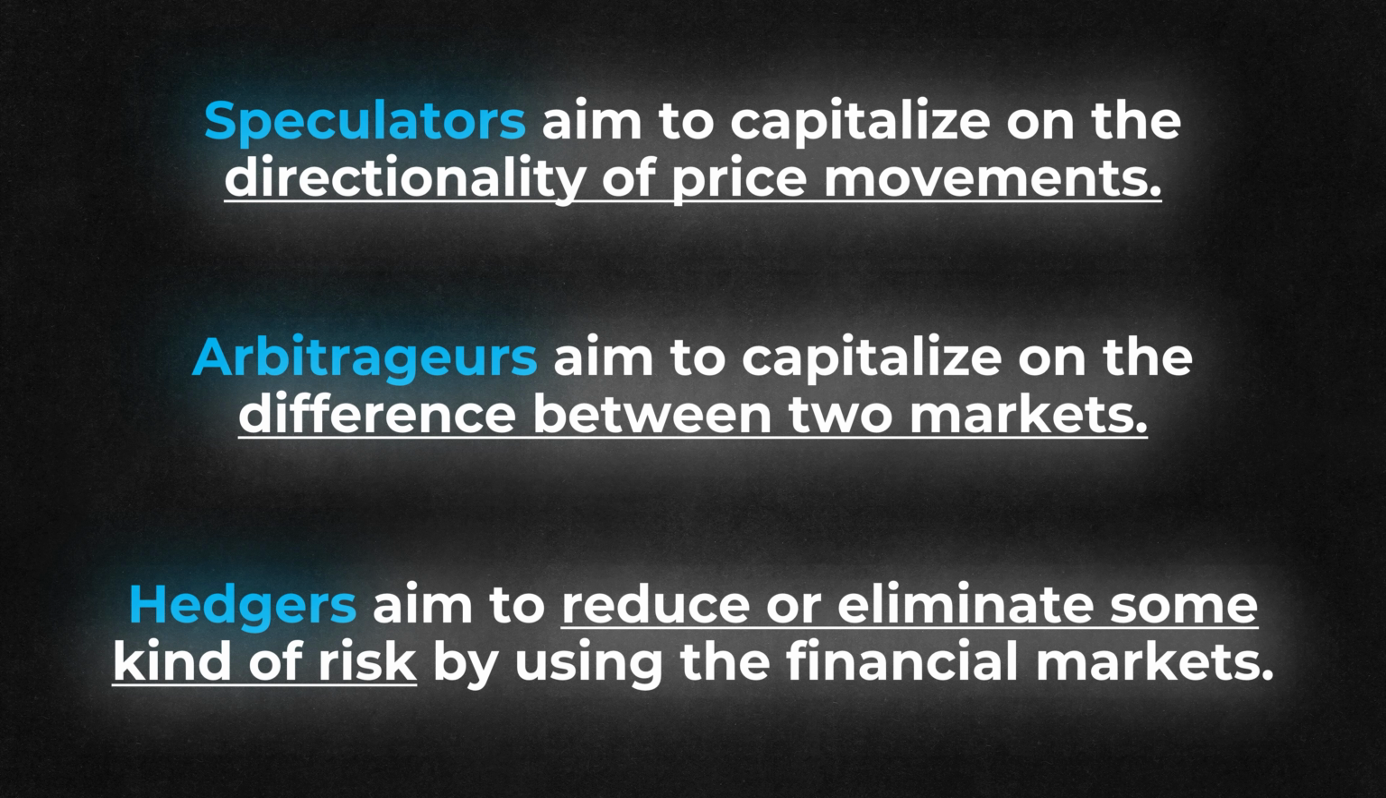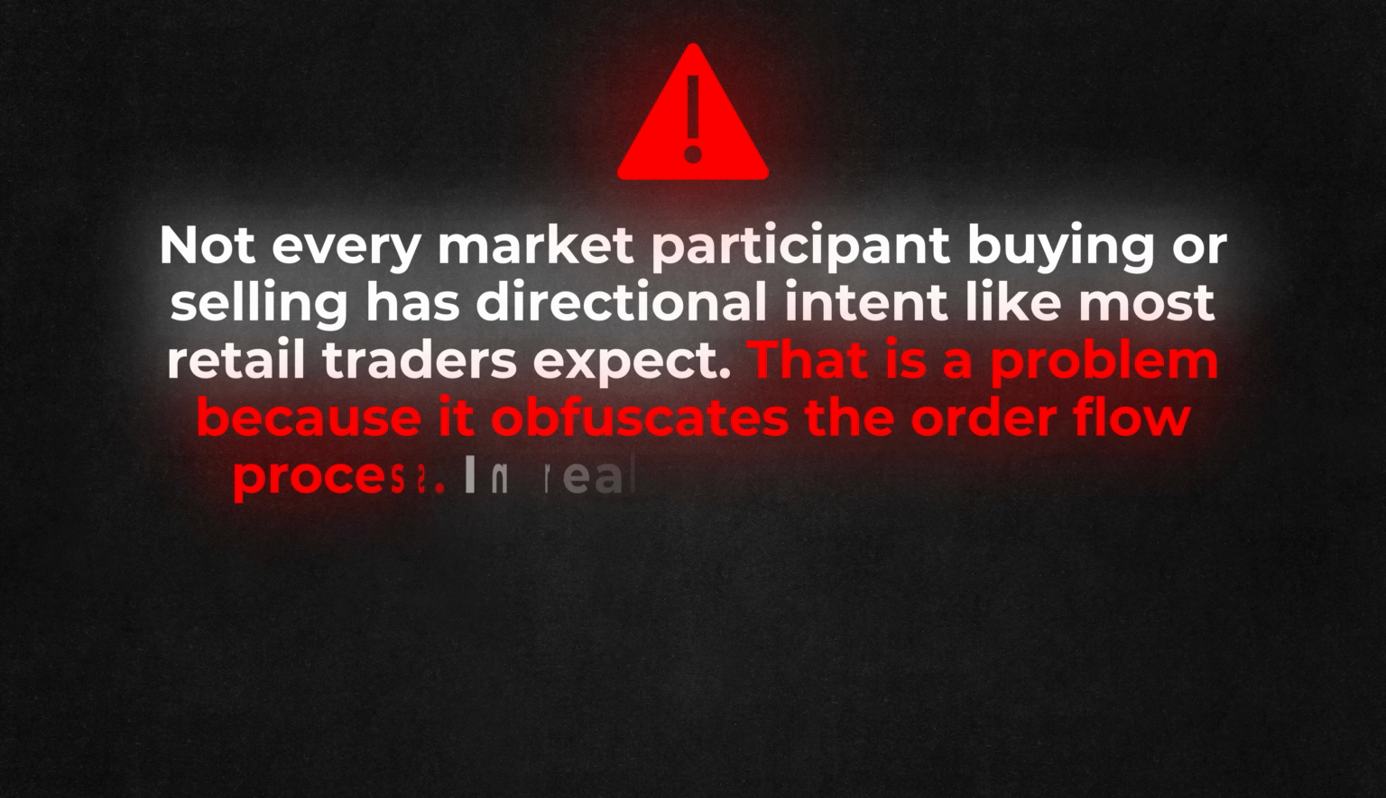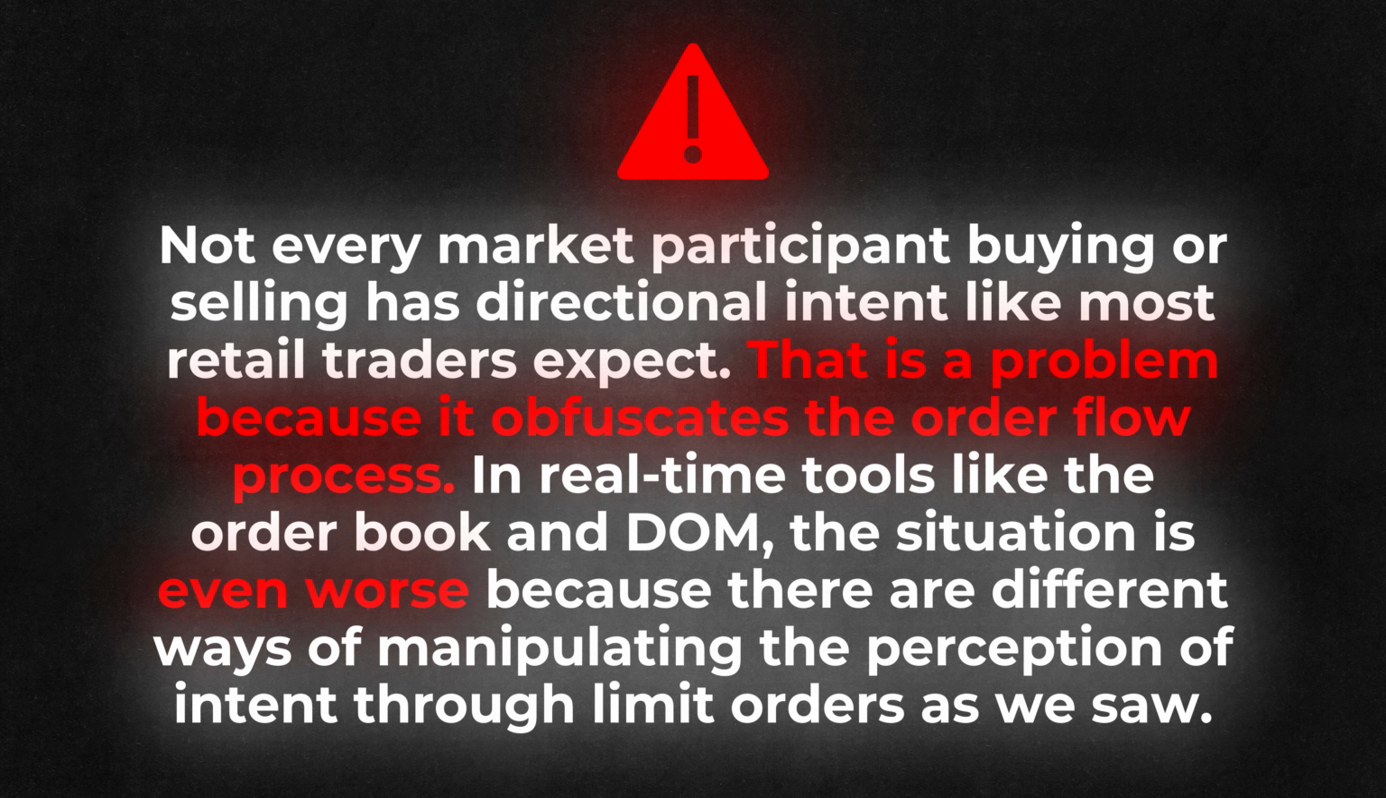The first relates to the delta or directional risk of the market given by the Black-Scholes formula, and the latter relates to volume delta, which is the difference between bid and ask volume. In conclusion, not every market participant buying or selling has directional intent like most retail traders expect. That is a problem because it obfuscates the order flow process.